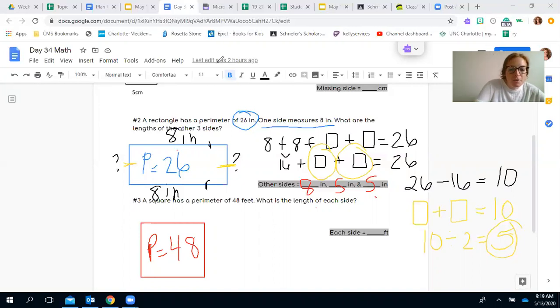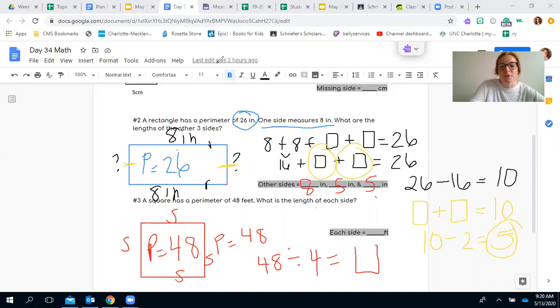If I know that the perimeter is 48, and I have 1, 2, 3, 4 sides, I can do 48 divided by 4 sides, and I can get my answer for what each side is equal to, because each side is the same.